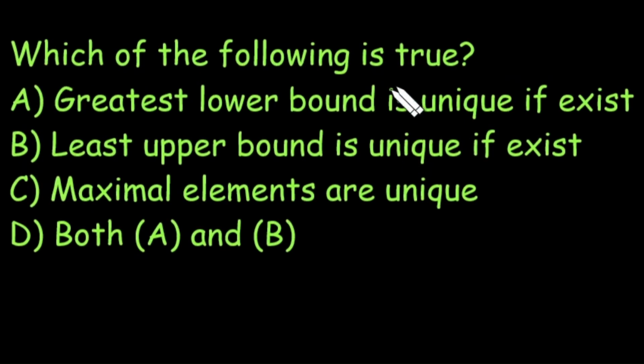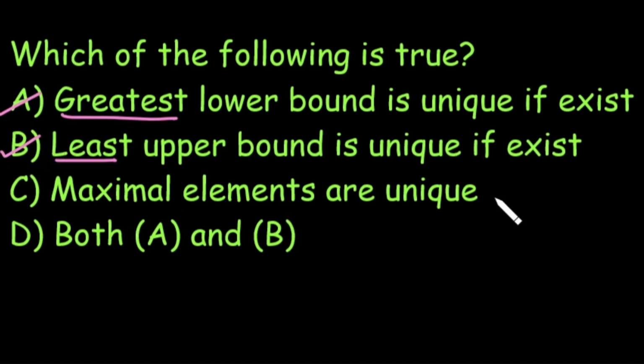Next question: which of the following statements is true? Greatest lower bound is unique if it exists, least upper bound is unique if it exists, maximal elements are unique, or options A and B. You need to remember that whenever the words least and greatest are a part of anything, it is always unique. Either the element will always be the greatest or the smallest, so it will always be just one element if it exists. So simply you can say that options A and B both are correct.